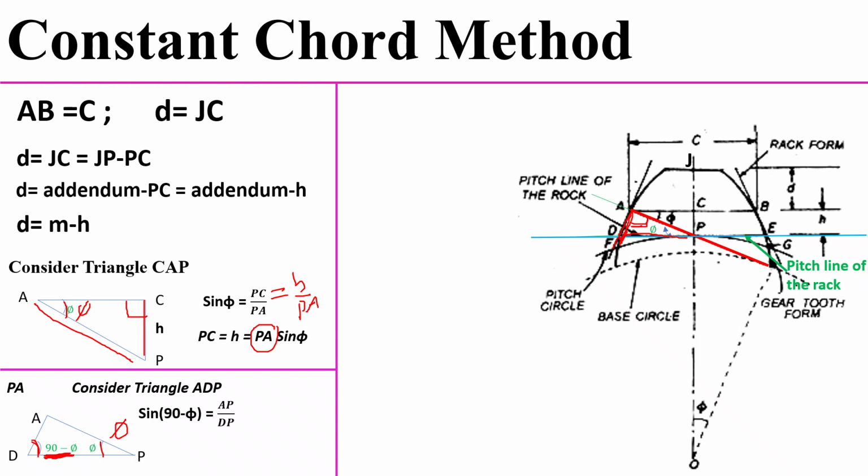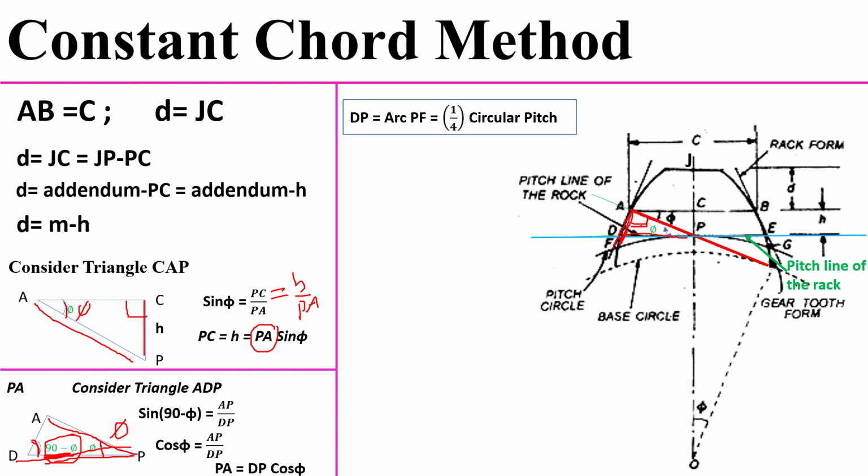From this right angle triangle we can write sin of 90 minus theta equal to AP divided by DP, which is cos phi equal to AP divided by DP. From this, AP equals DP into cos phi. Now once again you have to determine this DP value. For this, observe here: the amount of DP is equal to the arc of the PF.